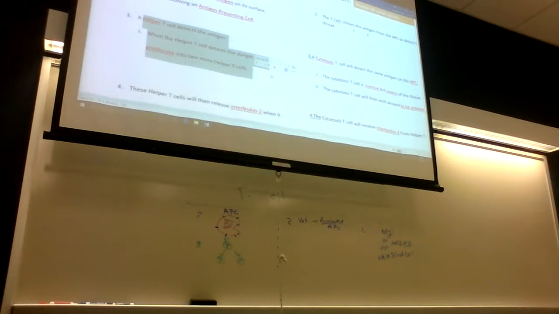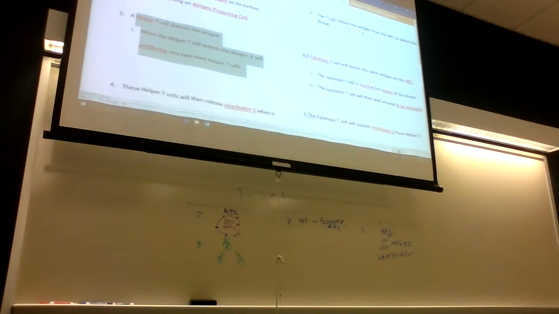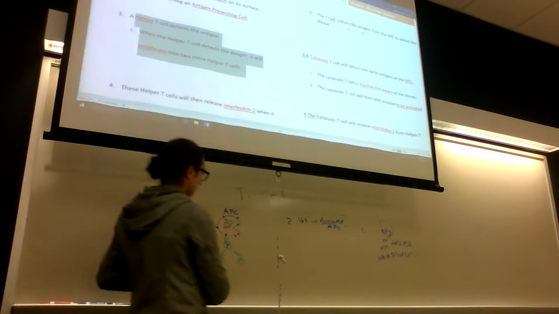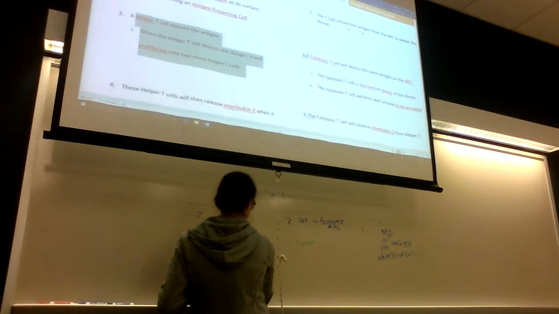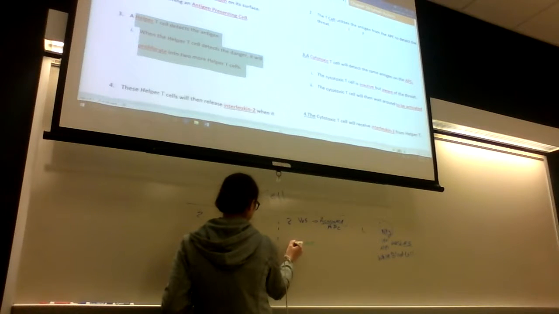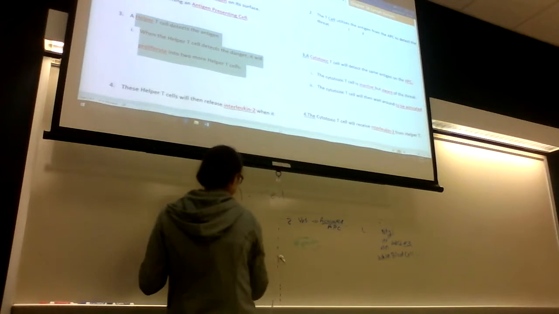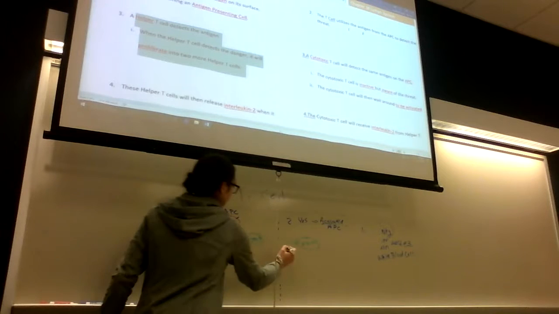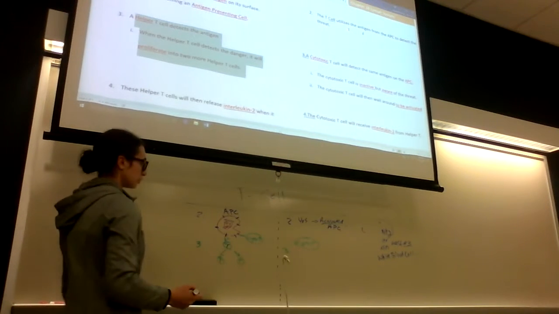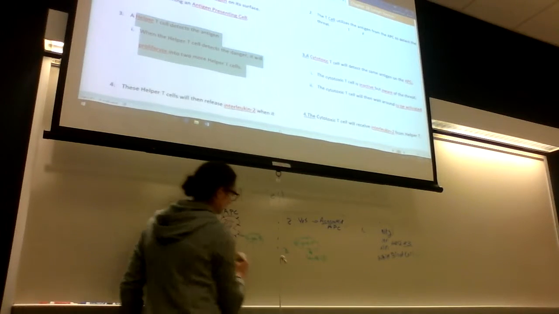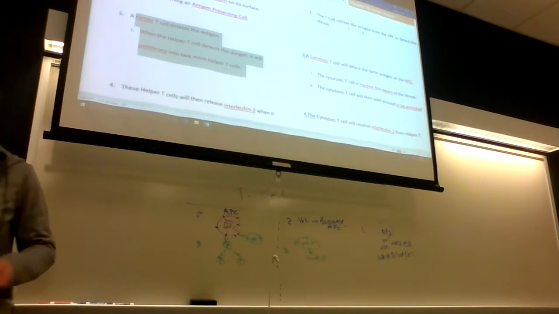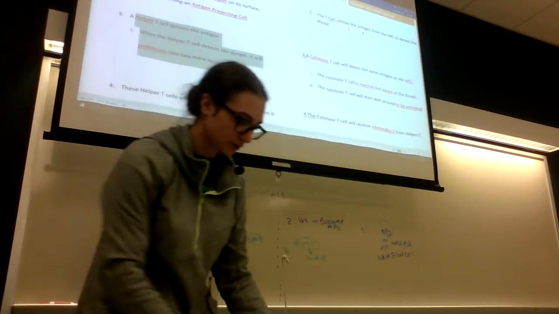A cytotoxic T cell then will detect the same antigen. So we're going to say cyto T. I'm just going to draw on this side because it's on this side of the worksheet. He's going to detect it. He's going to be aware of it. But he's not going to do anything, so he's going to wait.